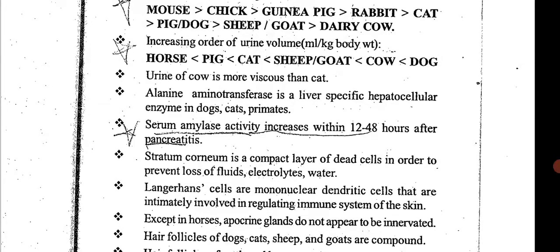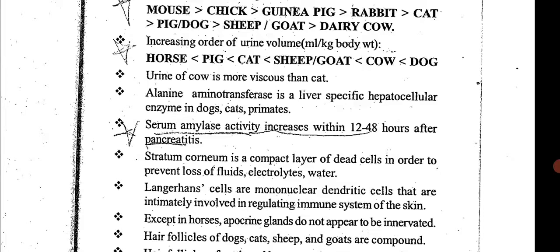Serum amylase activity increases within 12 to 48 hours after pancreatitis. So pancreatitis can be detected with increasing serum amylase after half a day of infection.